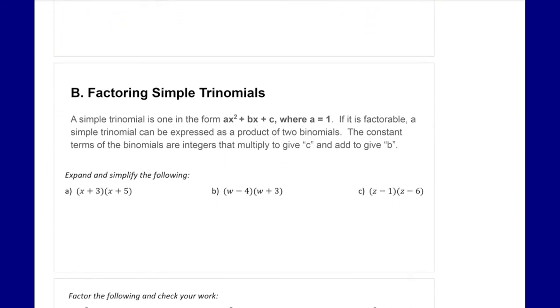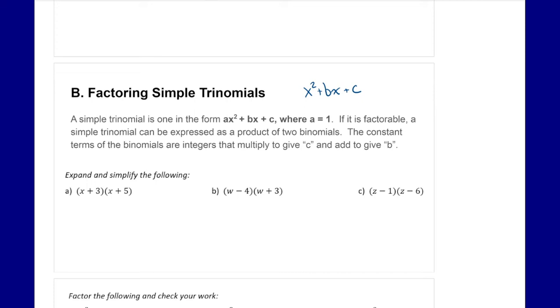Moving on to factoring simple trinomials. This is one of the main types of factoring that you would have come across in grade 10. A simple trinomial is one in the form ax squared plus bx plus c, where a equals 1. Or in other words, you would see it as basically x squared plus bx plus c. If it is factorable, a simple trinomial can be expressed as a product of two binomials.